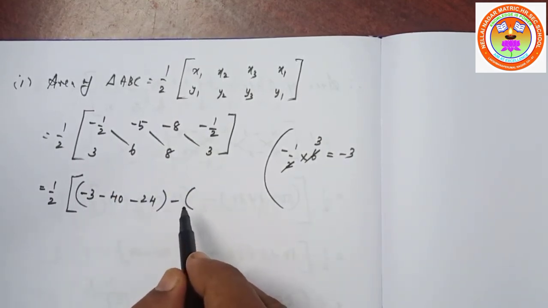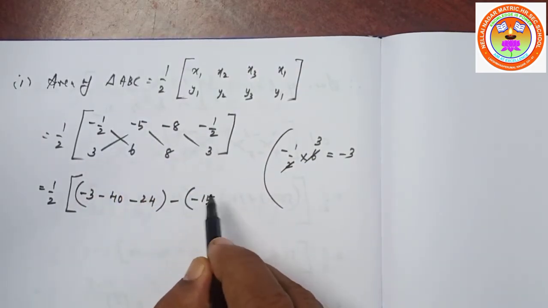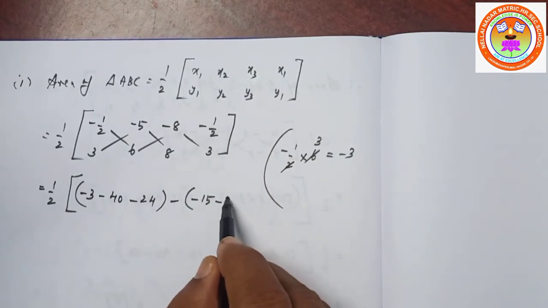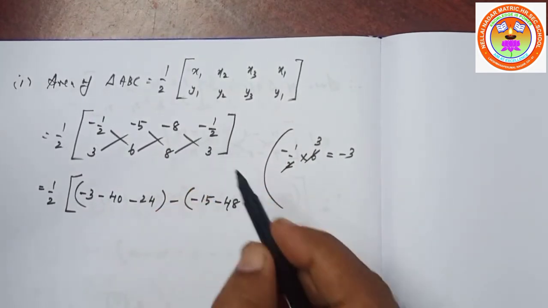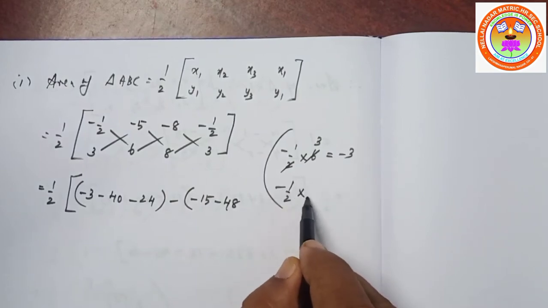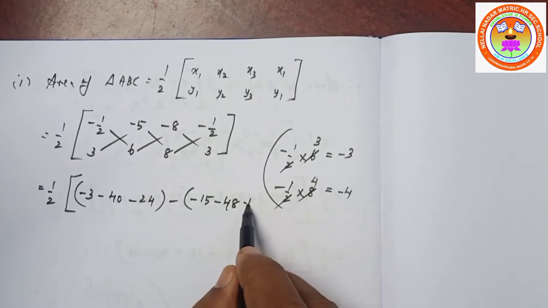Minus half. Multiply these two: 3 into minus 5, minus 15. 6 into minus 8, minus 48. 8 into minus half, I have to multiply these two. Minus half into 8, 2 table, how many times? 4 times. That is equal to minus 4.